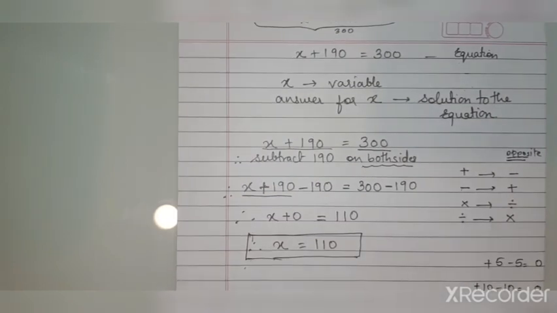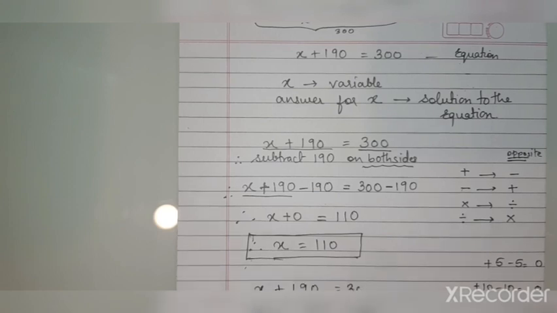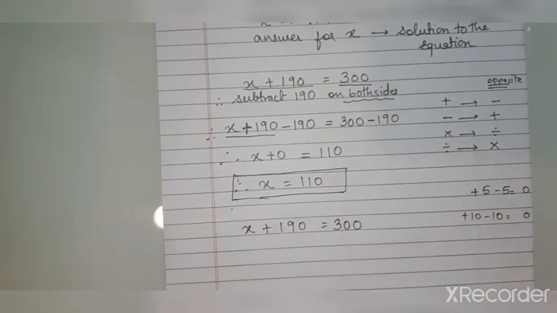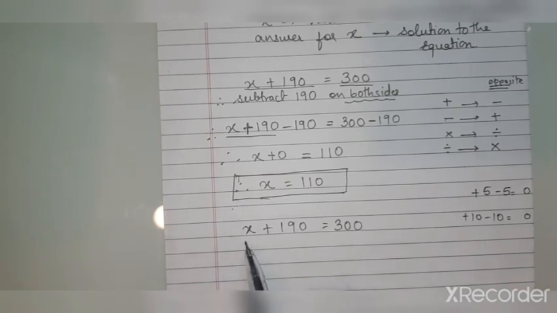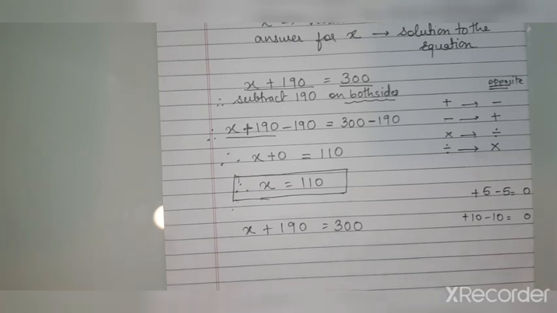And the meaning of x equal to 110 is, if we put 110 in place of x, we will see now. What was our equation? x plus 190 equal to 300. We solved the equation and we got the answer 110, that is x equal to 110. That means if we put 110 in place of x, then like the weighing scale which I showed you, both the pans will be equal.